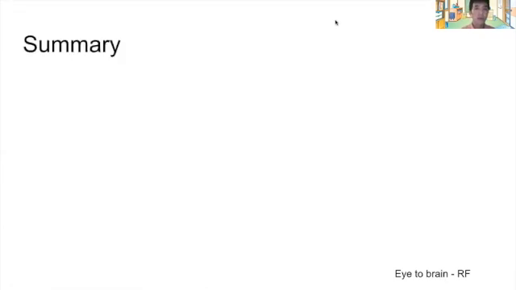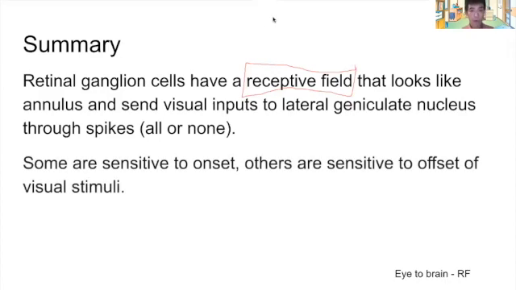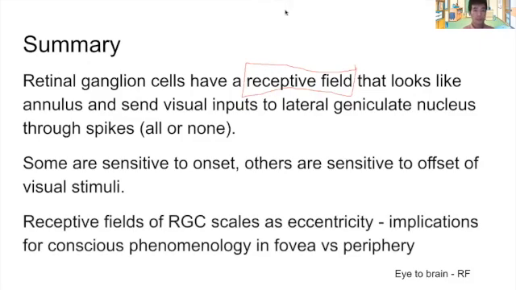Okay, so the summary of this section is that retinal ganglion cells have a receptive field. That's a very important concept. Once again, I'll highlight that it looks like an annulus, on center, off center, and sends visual inputs to the lateral geniculate nucleus through spikes, which are either all or none. And then some are sensitive to the onset, and the others are sensitive to the offset of the visual stimuli. And the receptive fields of the retinal ganglion cells scale with eccentricity, and that has an implication for conscious phenomenology in fovea and periphery.